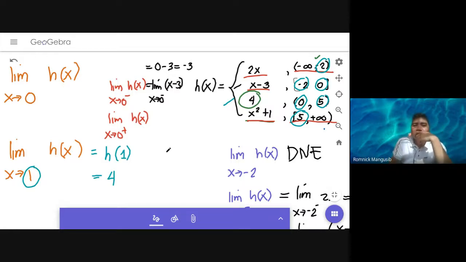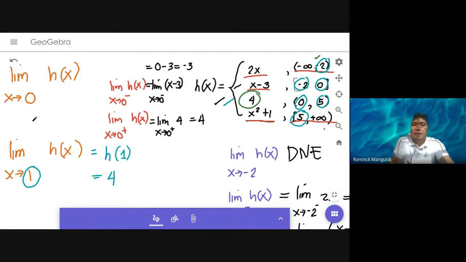Samantalang itong right of 0, napapabilang siya sa pangatlo, the third interval. Kasi 0 to 5. So all numbers greater than 0, which is very near to 0, ay makikita mo dito sa interval na pangatlo. Katulad ng 0.0001. Those are very close to 0. Okay? Therefore, ang gagamitin mo dito is the constant 4. As x approaches 0 from the right, the answer is 4.